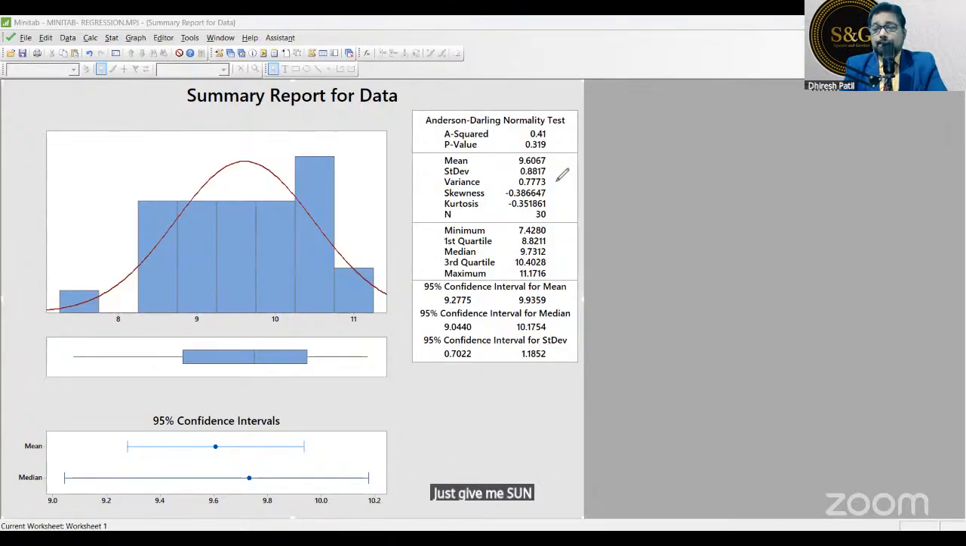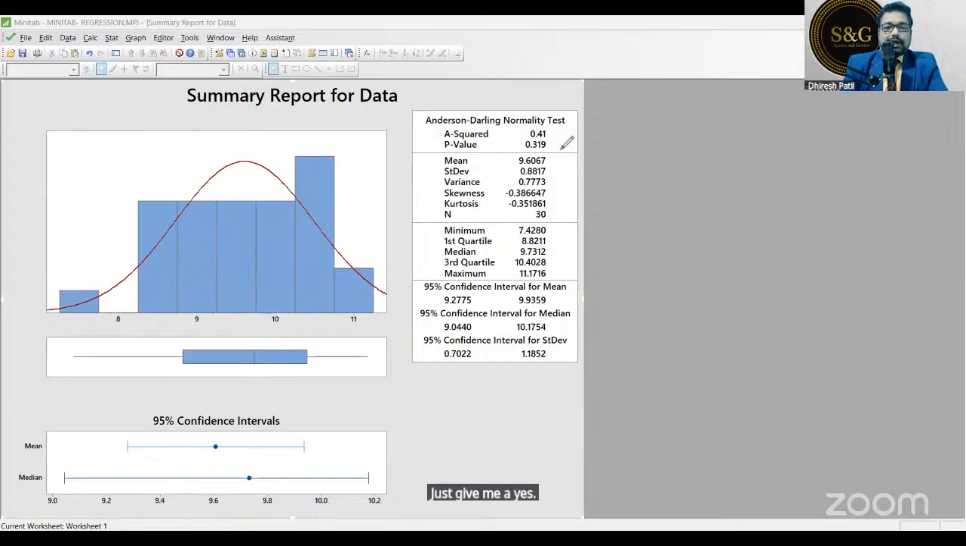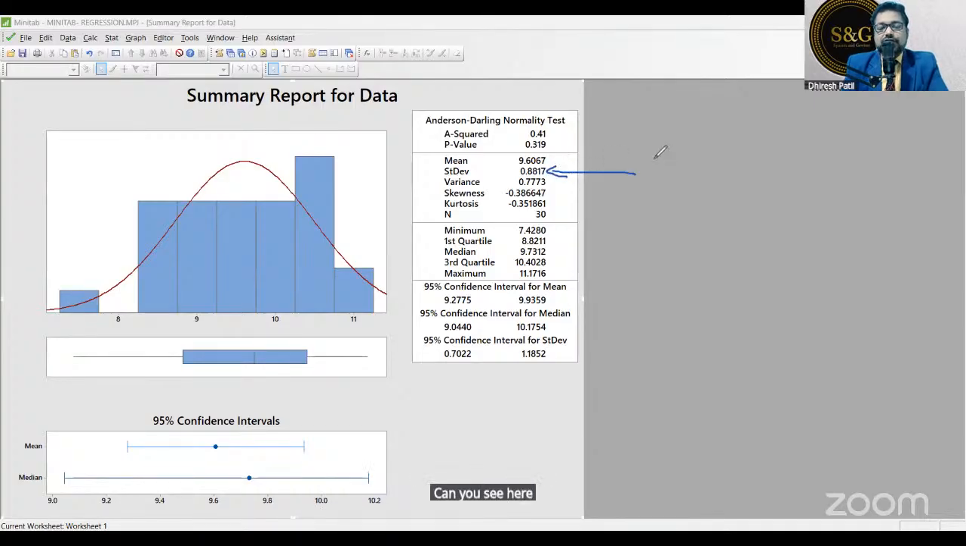Your data would be completely different than mine, so you don't have to compare the data set. Your data could be completely different. Just give me yes. Now, this is the standard deviation here. Can you see the standard deviation? The standard deviation is 0.8817. This is called sigma. Everybody got it? Just type yes in the chat box.